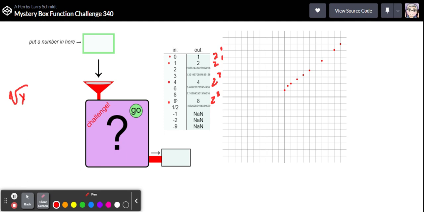If you take this number and you take the square root of it and then raise 2 to that power, yeah. So the square root of 4 is 2. You raise 2 to the second power, you get 4. The square root of 1 is 1. 2 to the first power is 2. So I guess this function would look like f of x equals 2 to the square root of x.